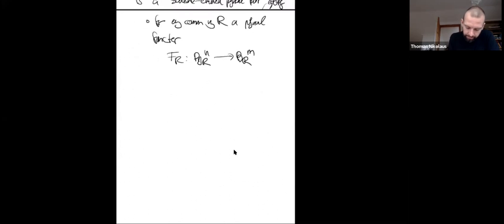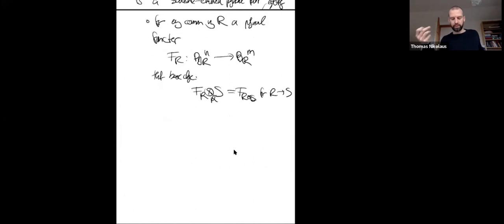base change, i.e., we have that F_R tensored with S. So if we base change up, this is the same as F_R tensor S, for R mapping to S. So in other words, those polynomial functors which just act on all categories of projective modules for all commutative rings. Just a universal polynomial functor, if you want to say it like that.